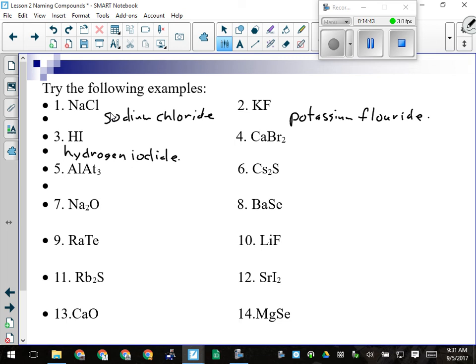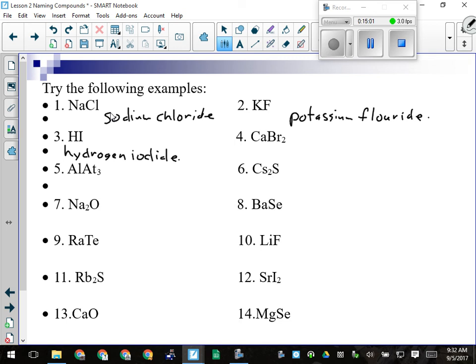Okay, number 4, we got calcium with bromine. Does the 2 change what I do here? No, it doesn't. Not in an ionic compound. We never use prefixes in an ionic compound, right? There's only one way for calcium and bromine to go together, okay?